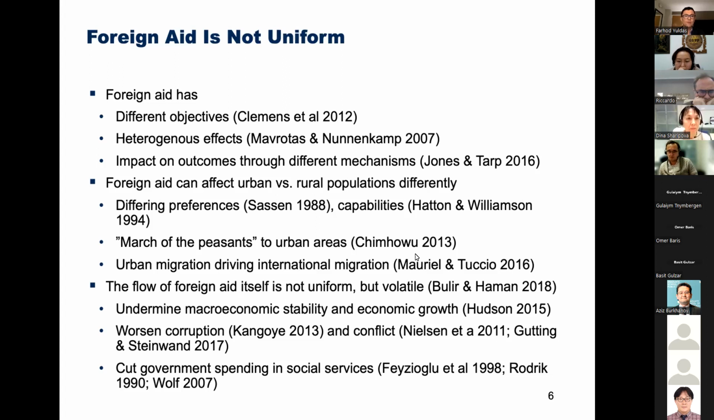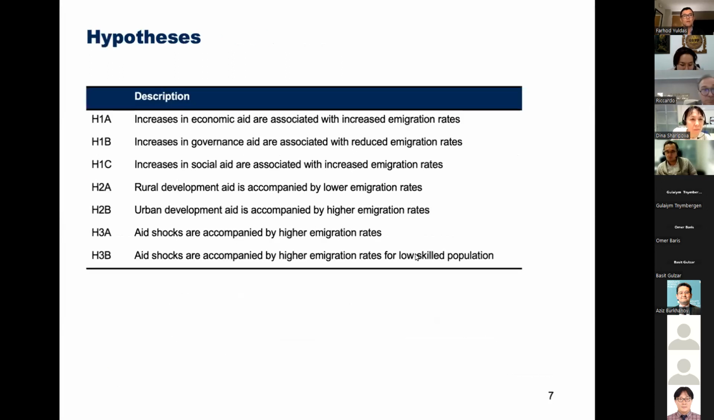So delving into these different ways that foreign aid could be affecting migration, we started hypothesizing that increases in economic aid are associated with increased immigration rates, and that social aid would also potentially be associated with increased immigration rates, given that the theories we just looked at were arguing that economic aid and social aid could be enabling people to move.